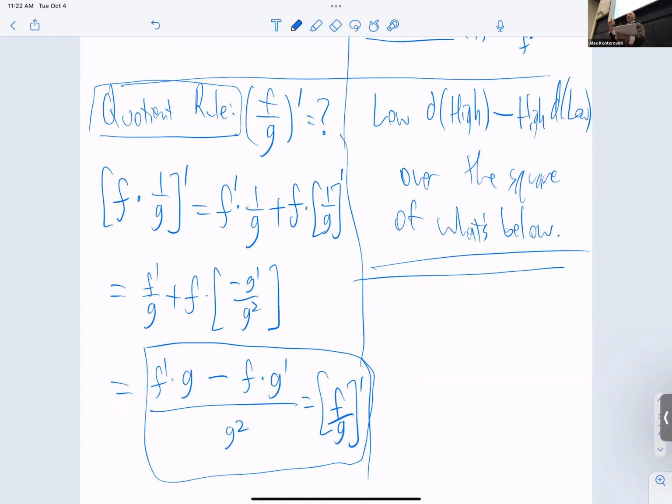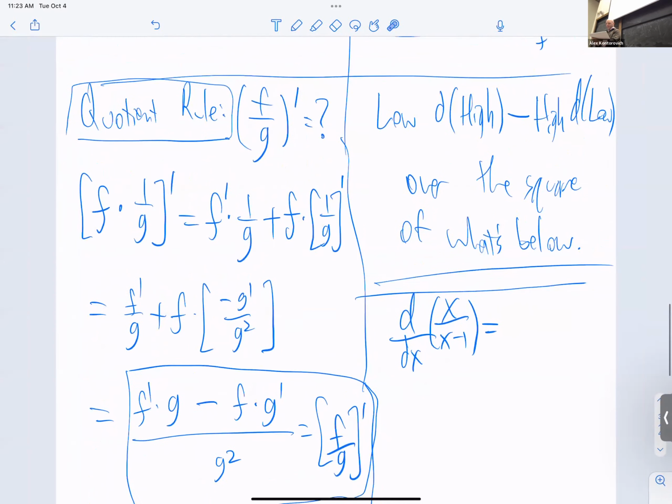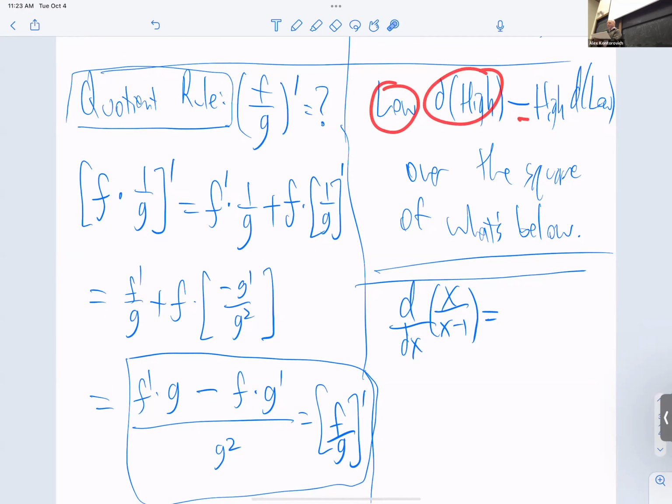Do you guys remember last time we computed the derivative of something like x over x minus 1 from the definition? And I did something off to the side to check if the answer we got was right. You know what I did? The quotient rule. So let's do it together now, instead of me hiding it from you. You want to take a minute and do it by yourself using the quotient rule? Let's not forget the song here. Low D high minus high D low over the square of what's below.